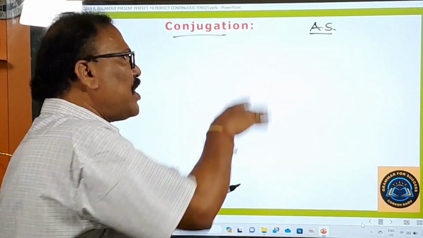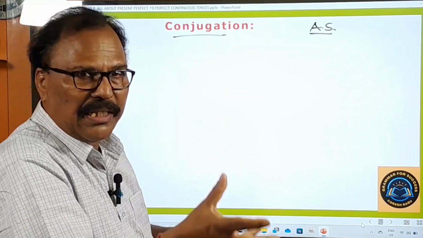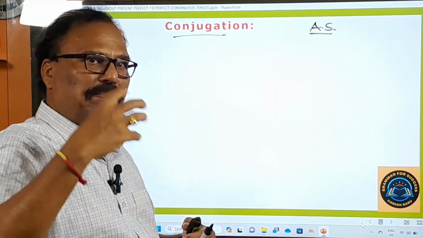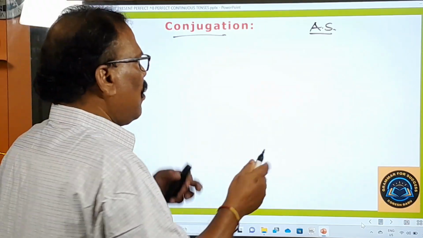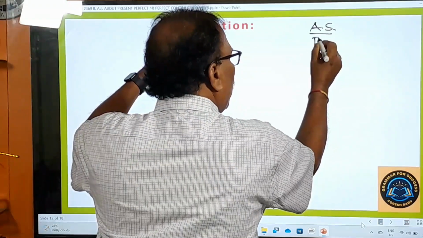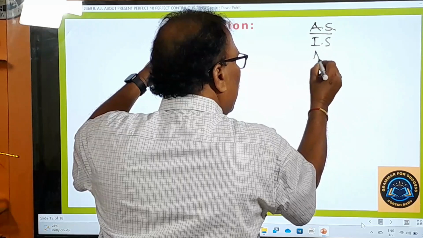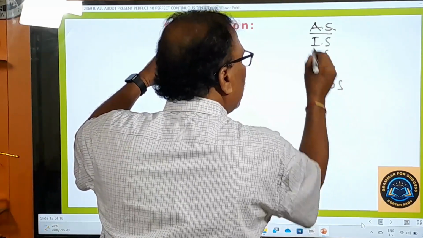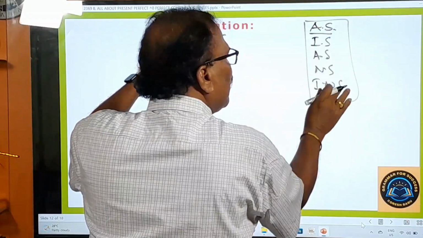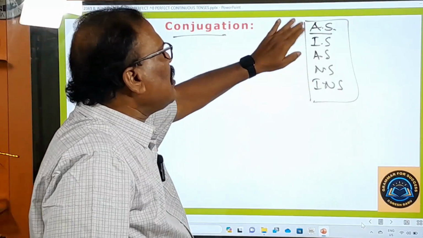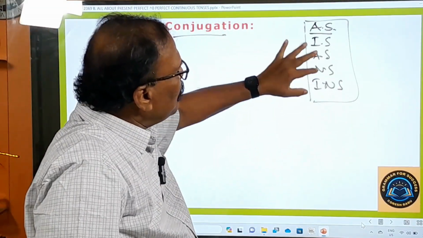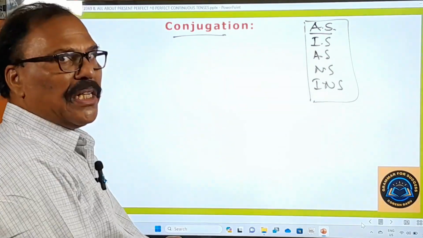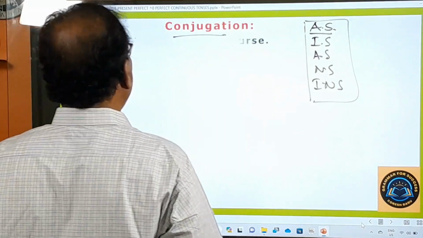And if you can change them into other sentences along with the Telugu meaning, you can get perfection in the English language. Assertive sentence is there, then you have to change it into interrogative sentence, then affirmative sentence, then negative sentence, then interrogative-cum-negative sentence. So these are the 5 sentences, and you have to change one sentence into all these 5 sentences. And then what happens, your English becomes perfect. Now let us take up one sentence.